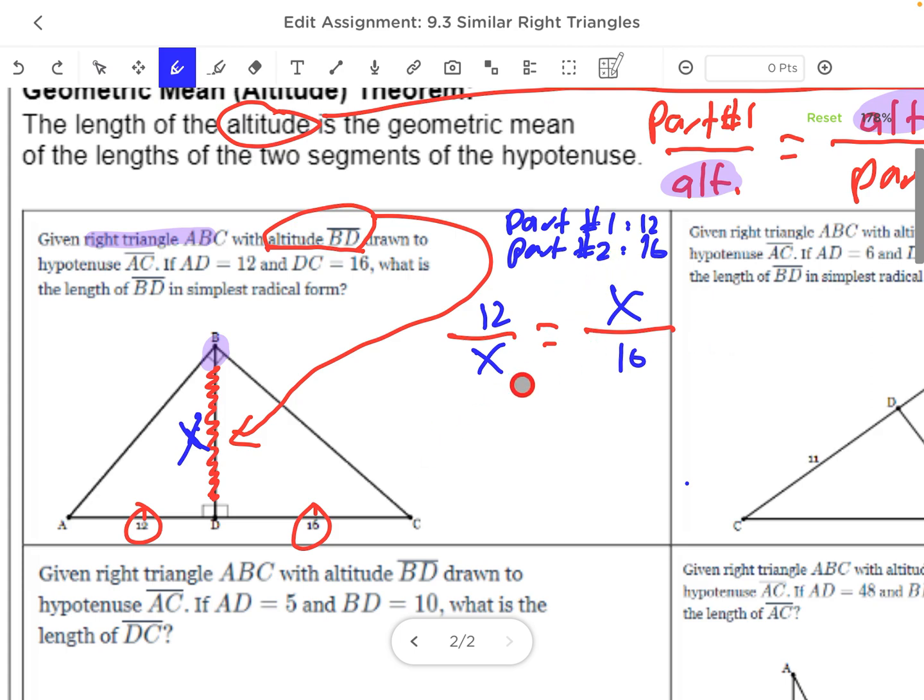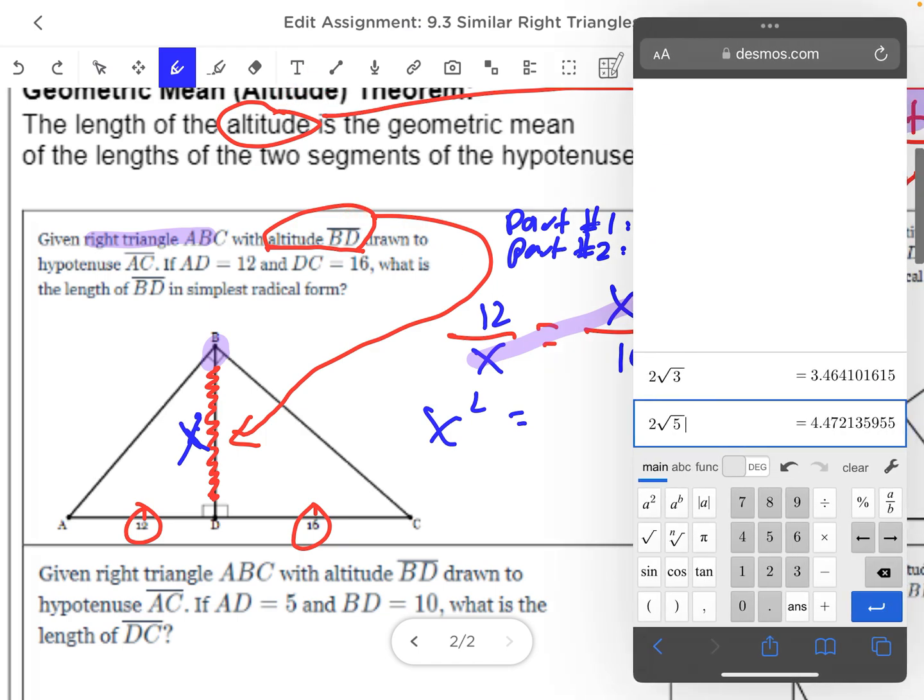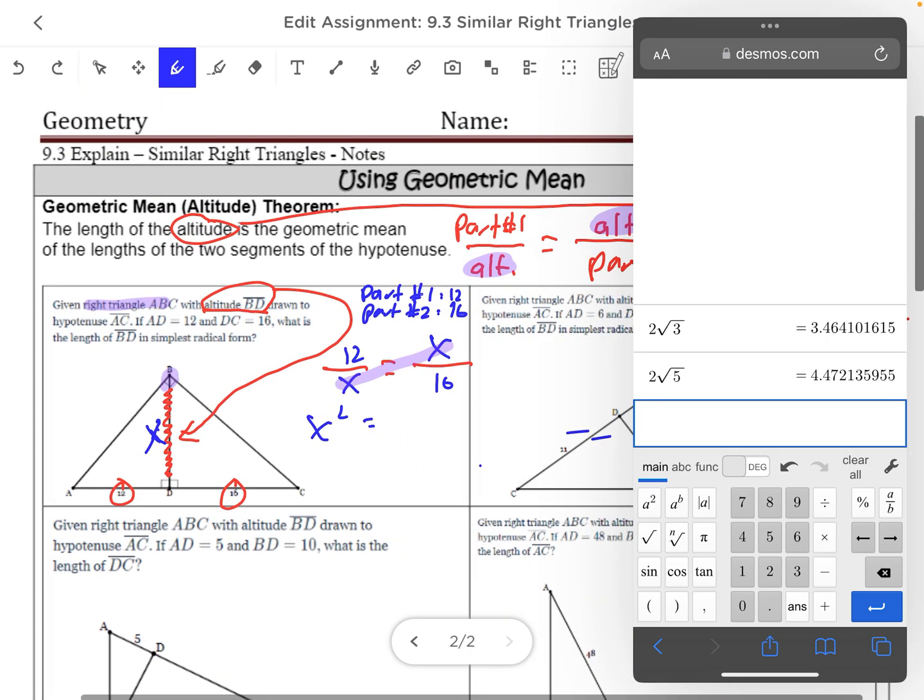Now let's just do our cross multiplication. We said x times x is x squared. Okay, so 16 times 12, let's put that in our calculator. Make sure you pull up your Desmos with me. 16 times 12, we get 192.